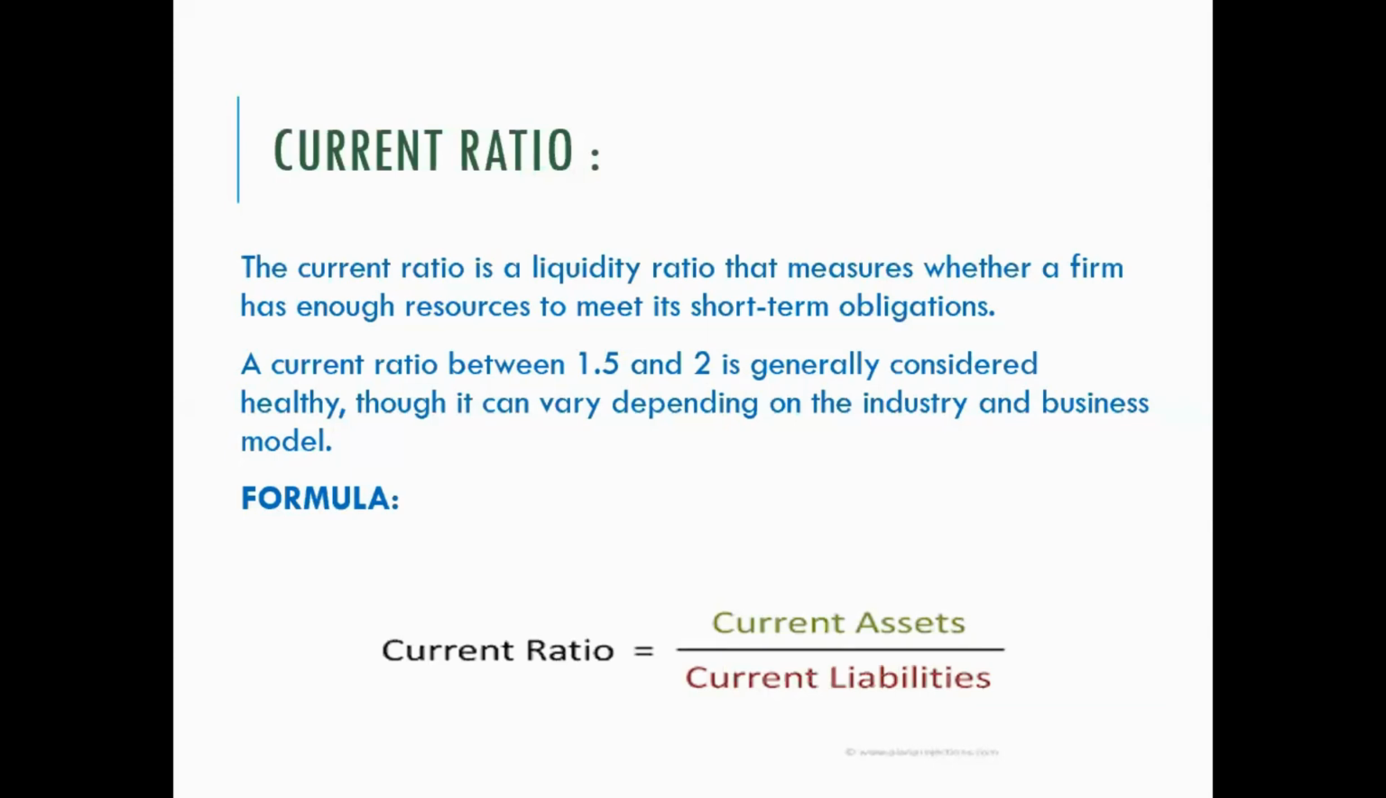Current ratio. Current ratio is a liquidity ratio that measures whether a firm has enough resources to meet its short-term obligations. A current ratio between 1.5 and 2 is generally considered healthy, though it can vary depending on the industry and business models. The formula of current ratio is current ratio equals current assets divided by current liabilities.